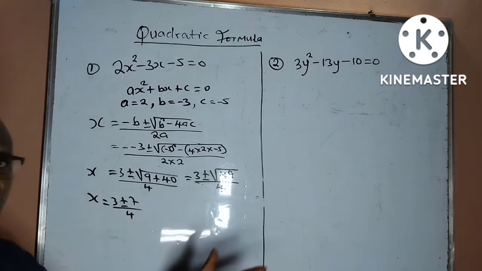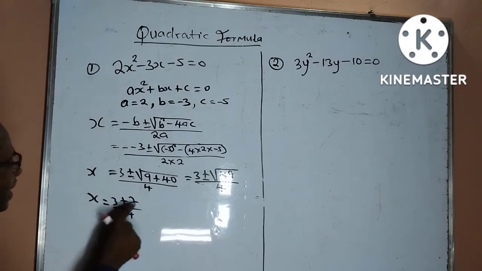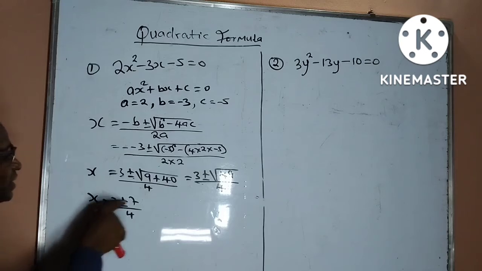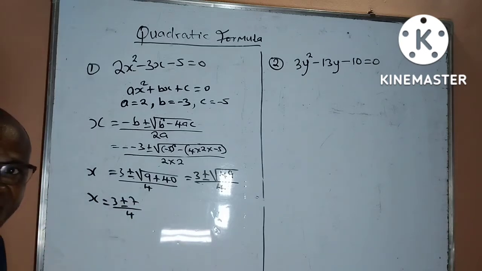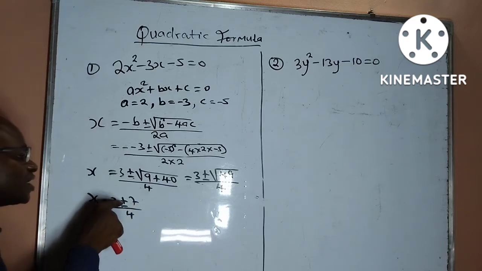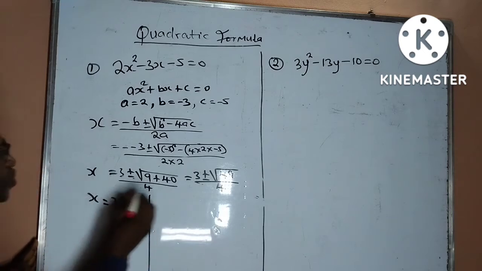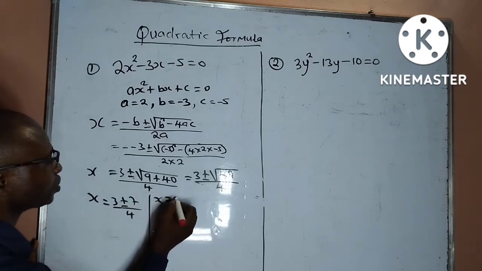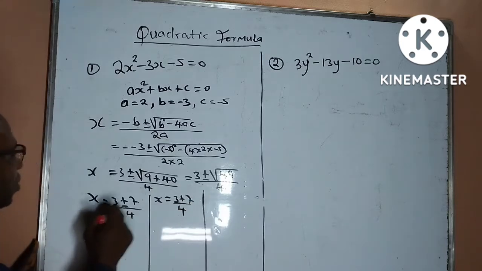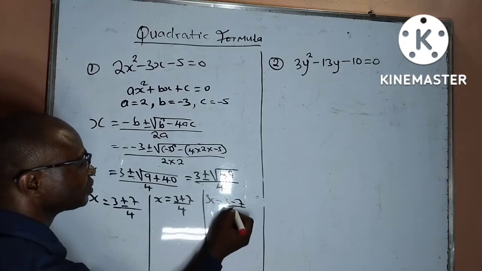I am almost done. What I will now do is to add 3 and 7. Because I have addition, I have subtraction, I will add 3 and 7 over 4 and get the first answer. I will also do 3 minus 7 over 4 because the first one is plus, the second one is minus. So the first one, x is equal to 3 plus 7 over 4, while the second one, x is equal to 3 minus 7 over 4.